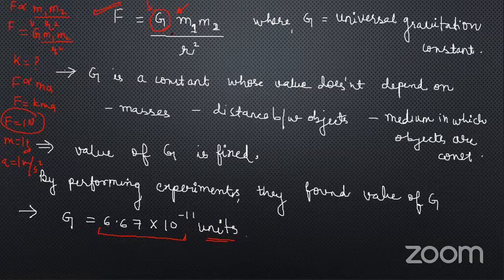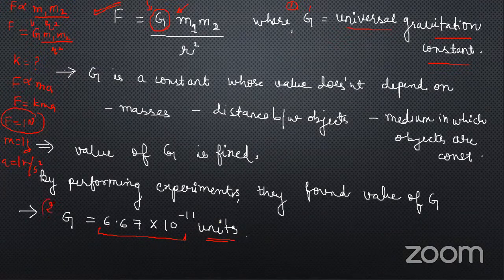Now there is a name that is given to this constant, that is universal gravitation constant. I've told you two things about this constant. That is, capital G is known as universal gravitation constant. The value of G with the help of experiments came out to be 6.67 into 10 to the power minus 11 units. These are the two things that I've discussed.